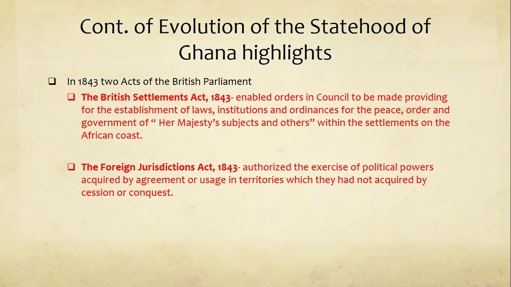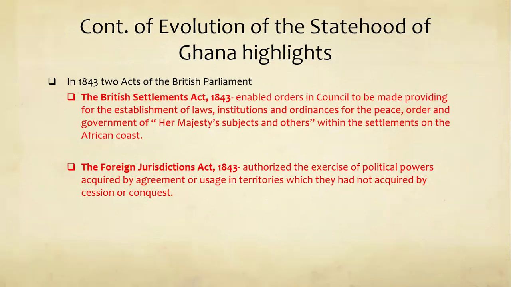Now, let's put it in context. Before this legislation came to be, because we've already made the point that constitution making or constitutional evolution was often in response to some political problems, what was the situation which paved the way for enactment of the British Settlement Act and subsequently the Foreign Jurisdiction Act?